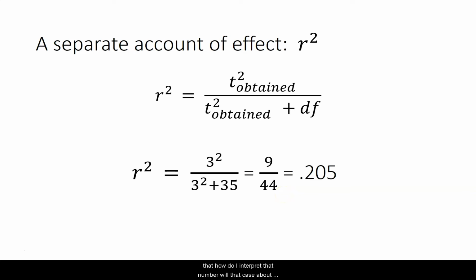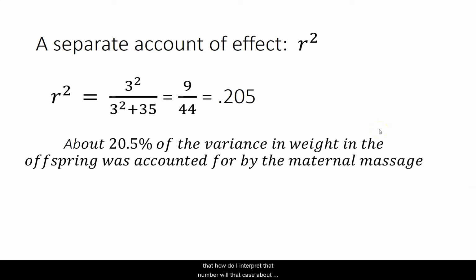Okay, what do I do with that? How do I interpret that number? Well, in that case, about 20.5% of the variance in the weight of the offspring rats, which is the dependent variable, was accounted for by the maternal massage, which was the independent variable. Your text says treatment effect for independent variable and scores for dependent variable, but I'd like to be more specific, so I can actually ascertain that.